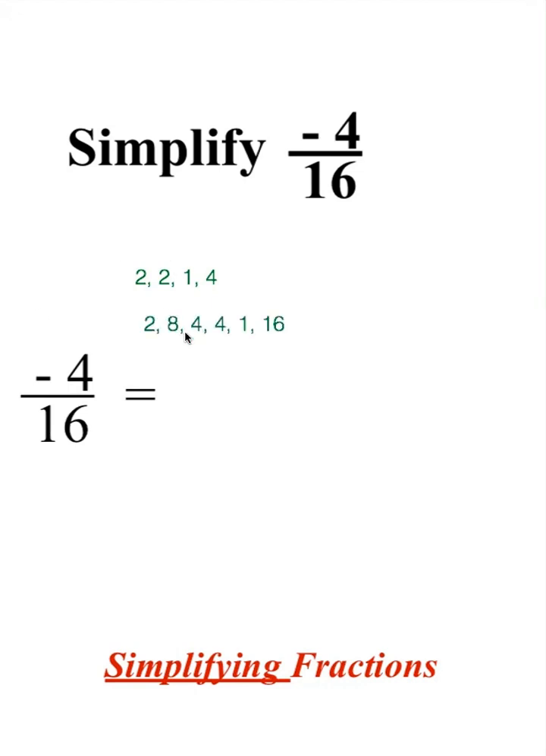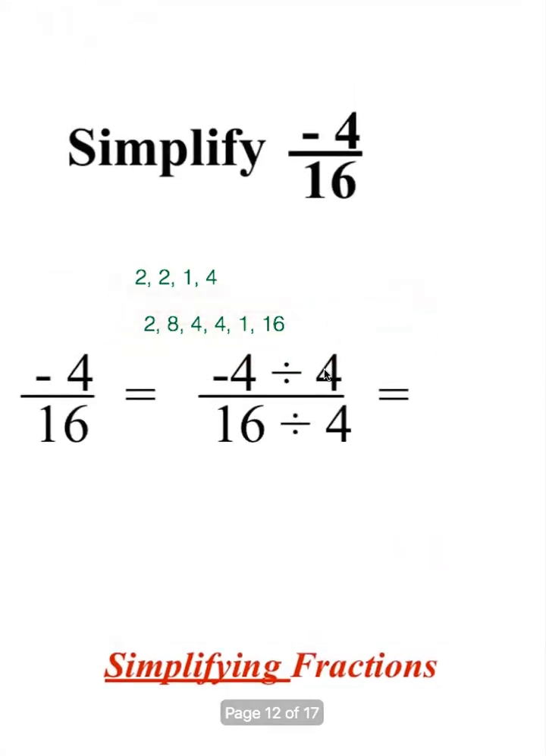Now you can see here, the highest number we have in common is going to be 4. So we can divide both the top and the bottom of the fraction by 4. So negative 4 divided by 4 and 16 divided by 4. Negative 4 divided by 4 is negative 1, and 16 divided by 4 is 4. And again, we can put the negative out the front if that's how we prefer it. As long as we only use one negative, it's fine.